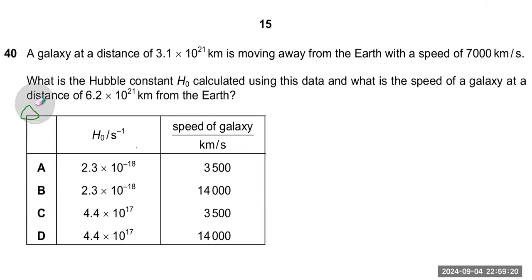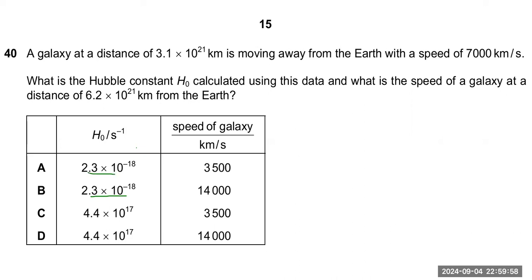Last question. It is related to the Hubble constant. Hubble is a very important topic. A galaxy at a distance of 3.1 × 10^21 kilometers is moving away from the Earth with a given speed. What is the Hubble constant H naught calculated using this data, and what is the speed of a galaxy at a given distance from the Earth? You have to remember the Hubble constant is a constant value, in the range of 2.3.